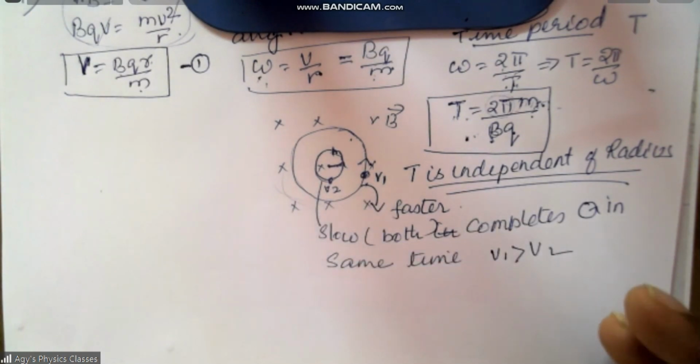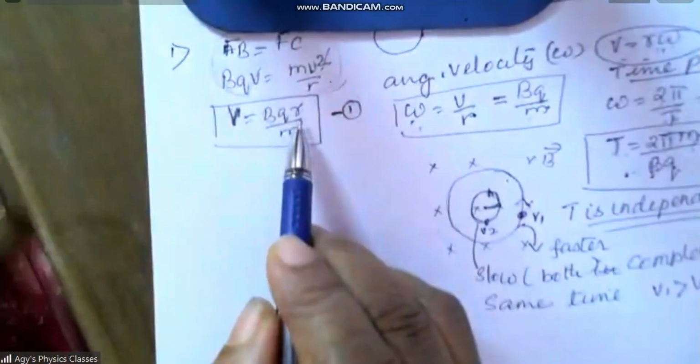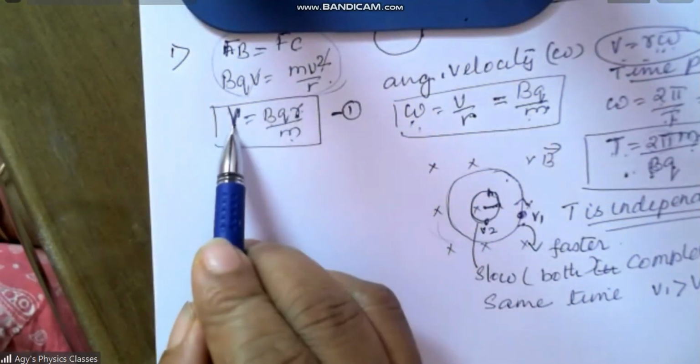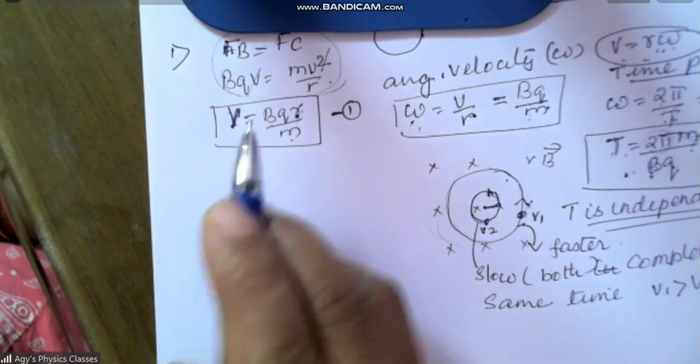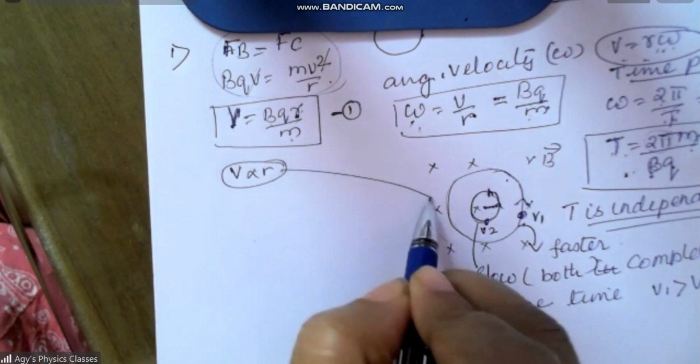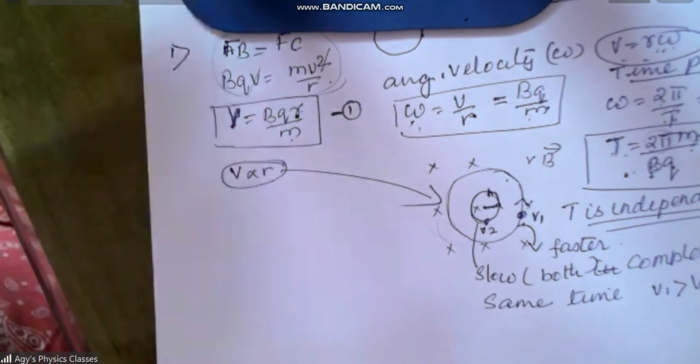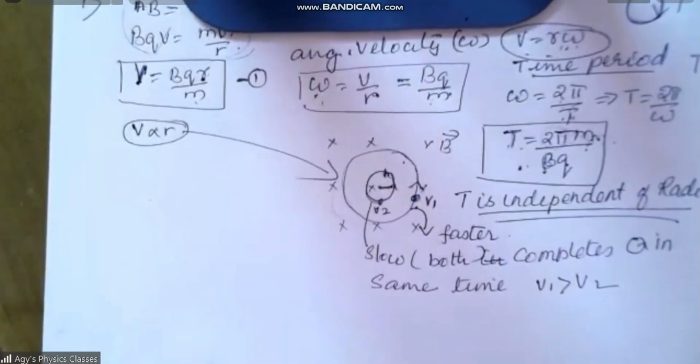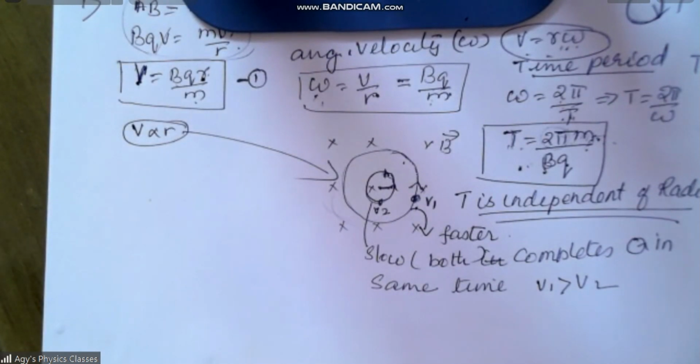Larger circle means, see, look here. When the radius increases, velocity increases. Velocity is directly proportional to radius. That is applied over here. And the time period is constant.